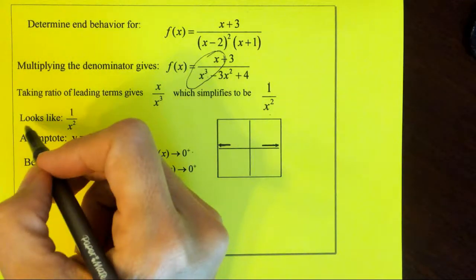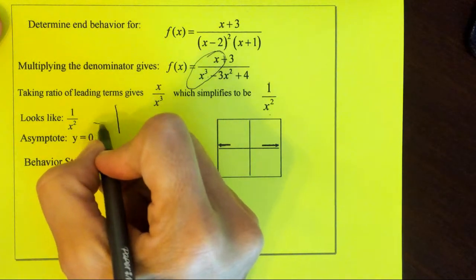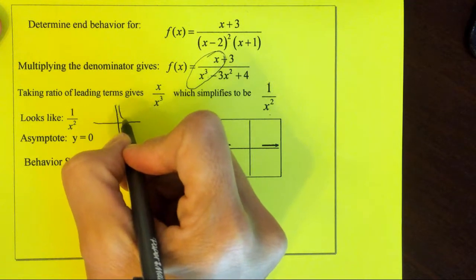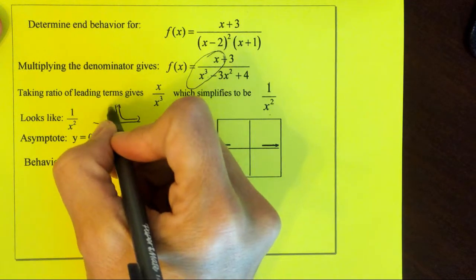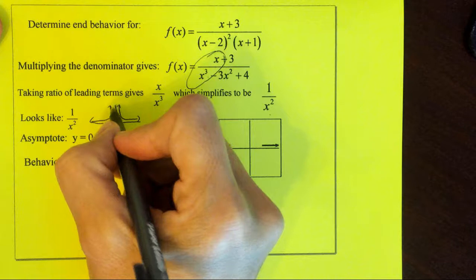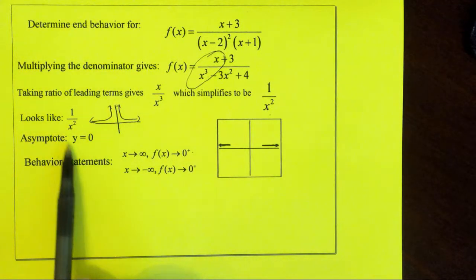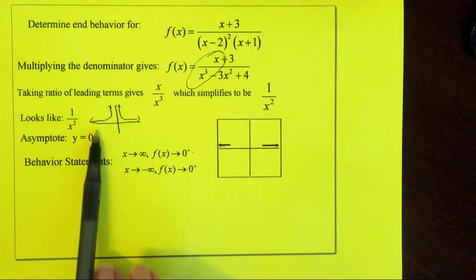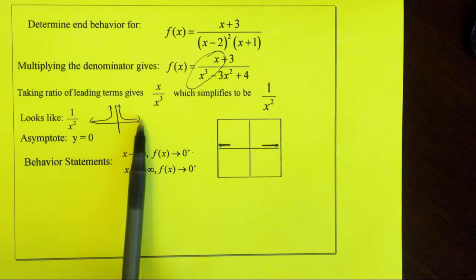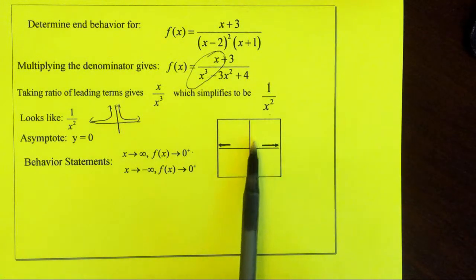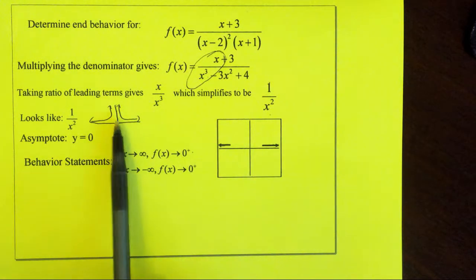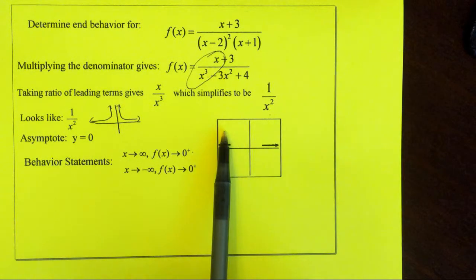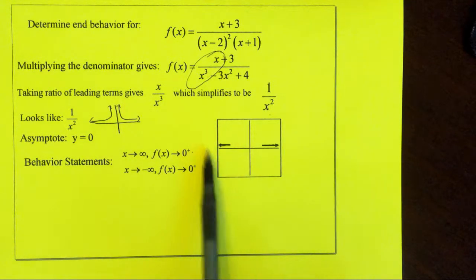So let's review. 1 over x squared looked a lot like this. This is the one I called the volcano. So it's going to resemble this function. It's still going to have an asymptote at y equals 0. As we go off to positive infinity, I'm going to be above y equals 0. As we go off to negative infinity, I'm going to be above y equals 0.